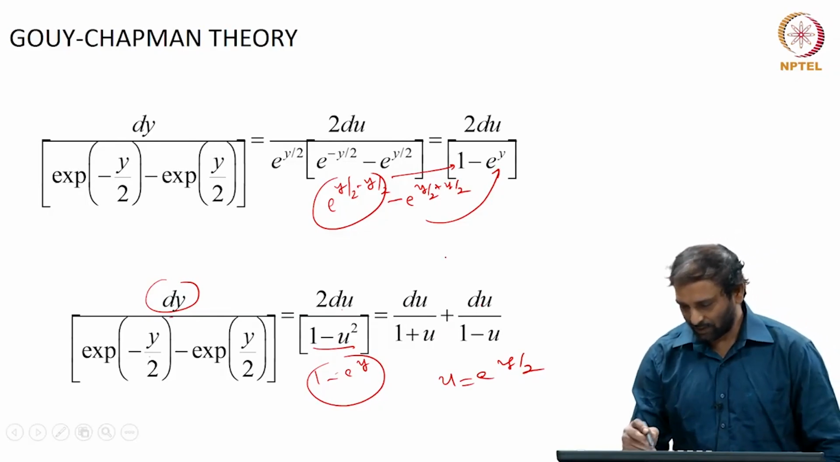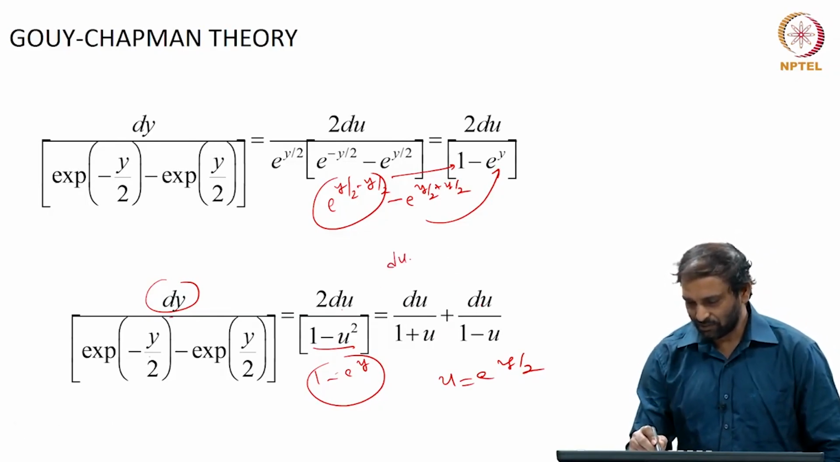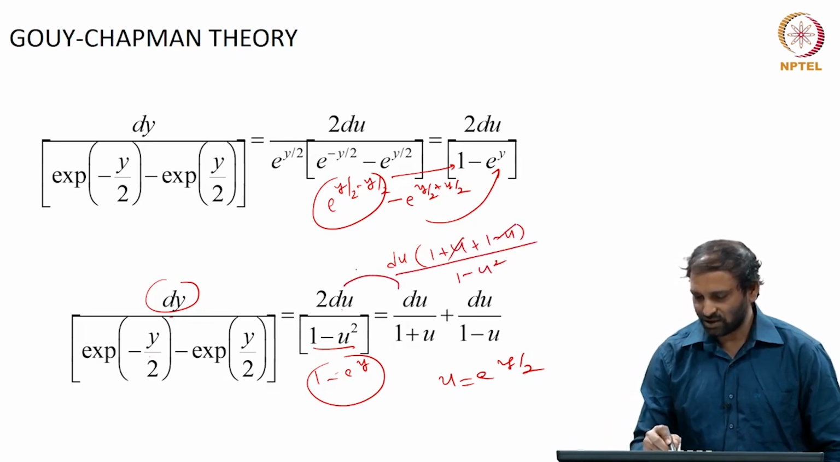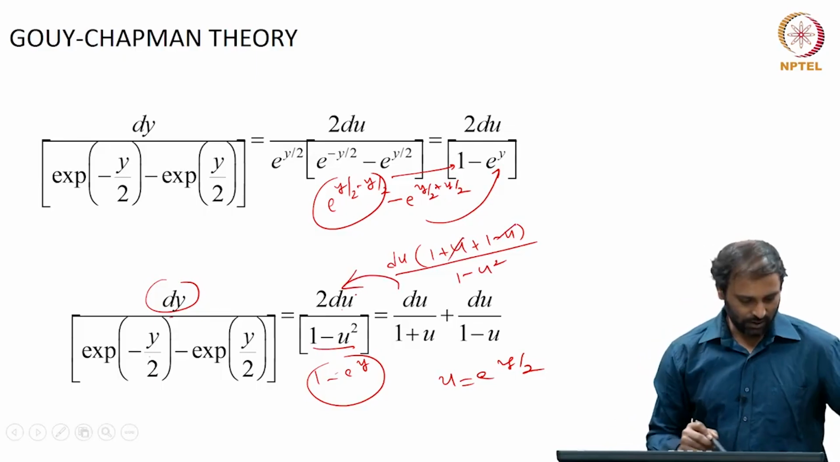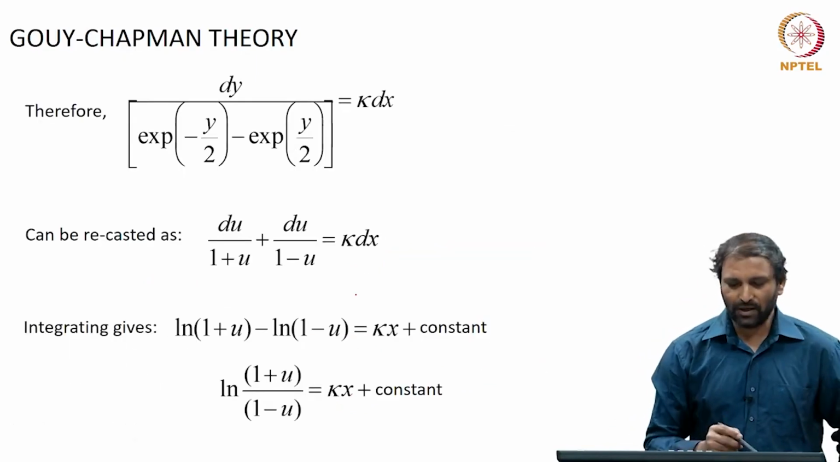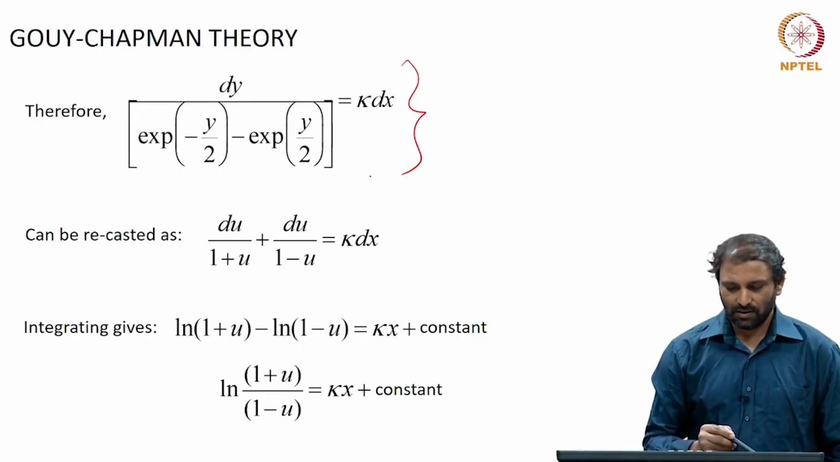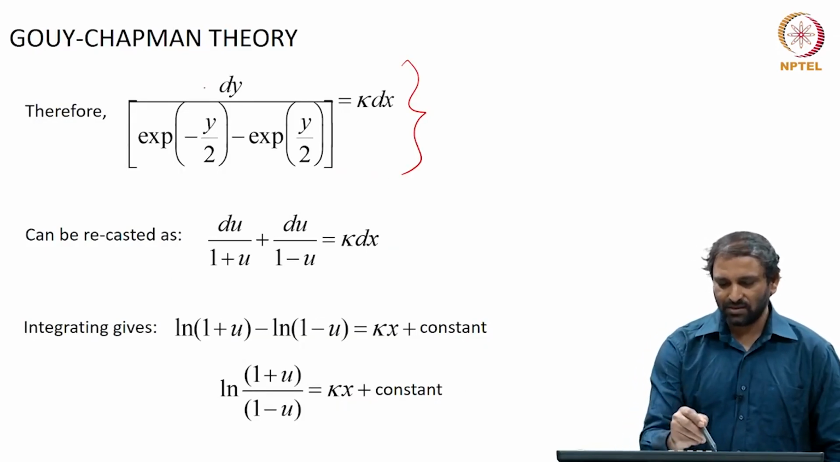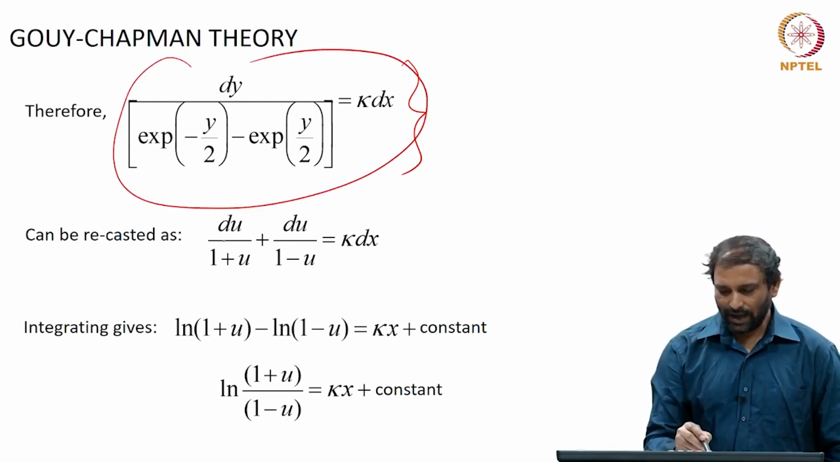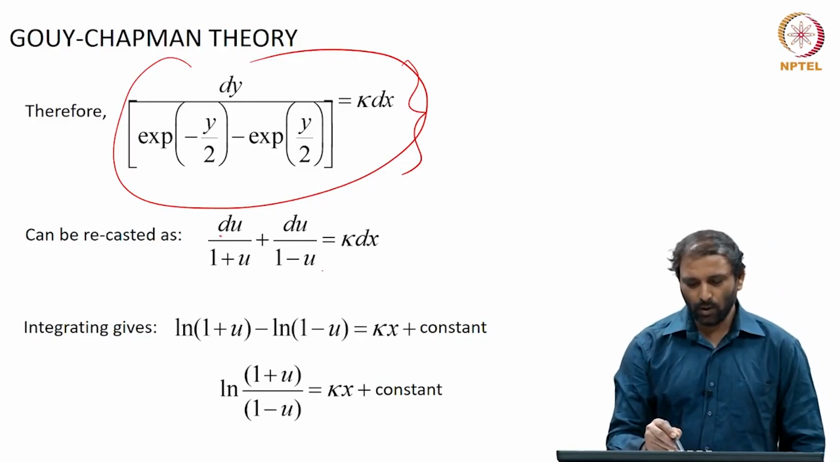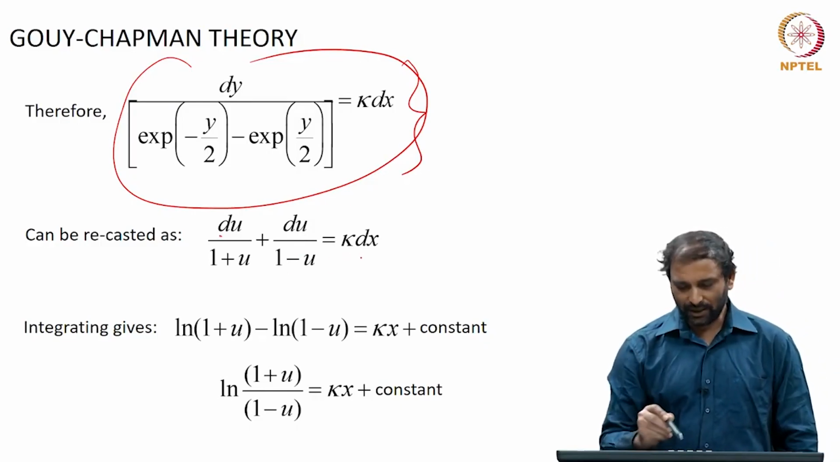So if I simplify this, it becomes du times 1 plus u plus 1 minus u divided by 1 minus u square. This gets cancelled. Essentially, you end up with what you had earlier. So we have been able to simplify this. We have been able to recast this expression as du by 1 plus u plus du divided by 1 minus u is kappa times dx.